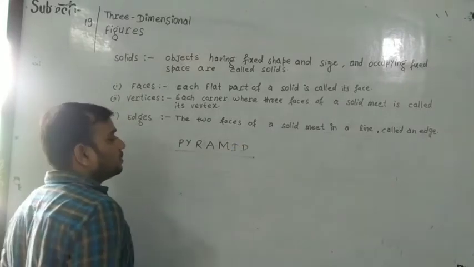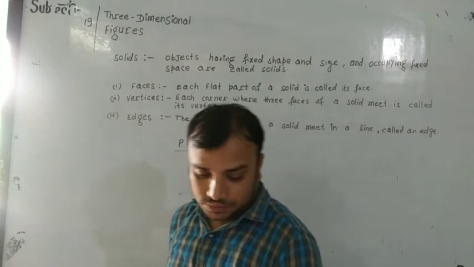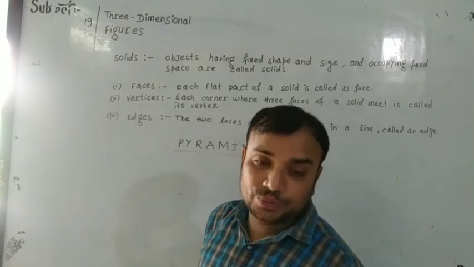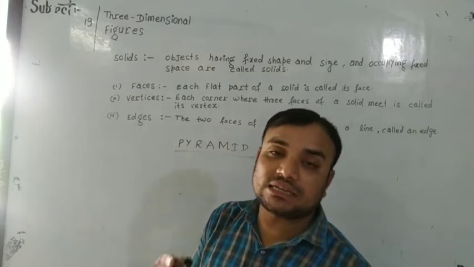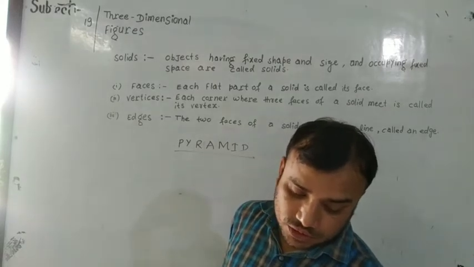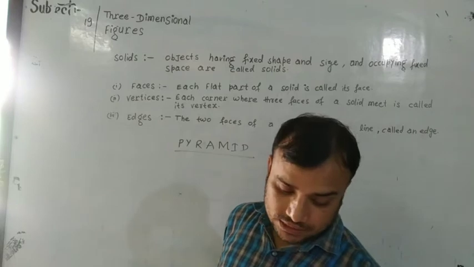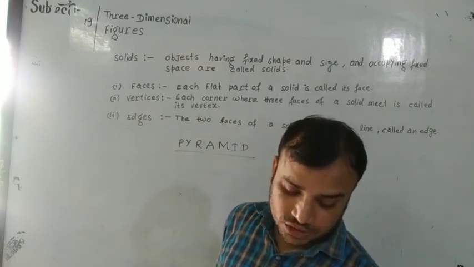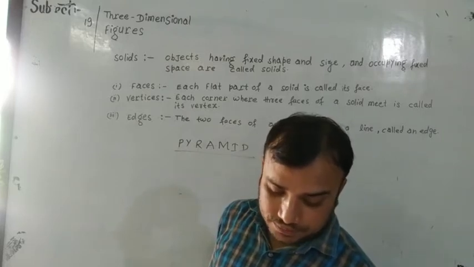Dear students, now we discuss pyramid. A pyramid is a solid whose base is a plane rectilinear figure and whose side faces are triangles that have a common vertex, called the vertex of the pyramid. Rectilinear means in a straight line.